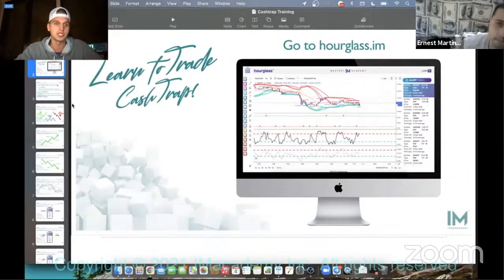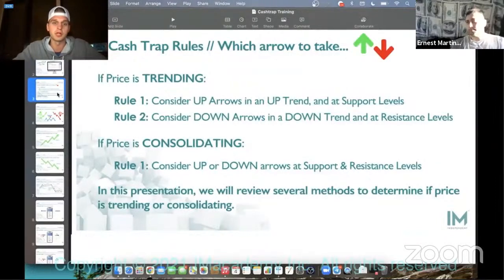All right. So Cash Trap is actually broken down into a point system. Before I get to that, I'm going to teach you guys how to use Cash Trap with price trending. If we're going to be looking for green up arrows, we want price to go up, so we're going to take trades in uptrends, because we don't want to trade against the trend line, because that would make no sense, right?